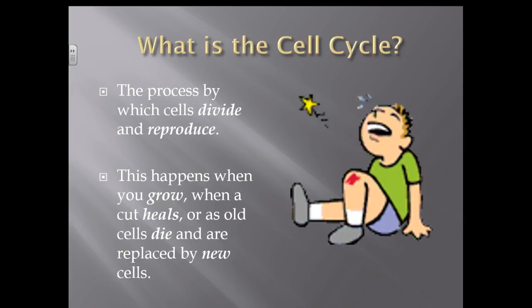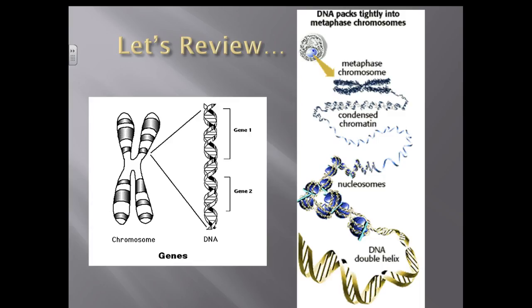The cell cycle is a process by which cells divide and reproduce. So why do cells go through the cell cycle? Well, that happens when you grow. You have more cells in your body now than you did when you were in 5th grade, for example. If you get any kind of cut, injury, or burn, as the cells around that go through the cell cycle, then that injury heals. And because cells are living things, of course, they're going to eventually die, and so they're replaced by new cells that are going through the cell cycle.